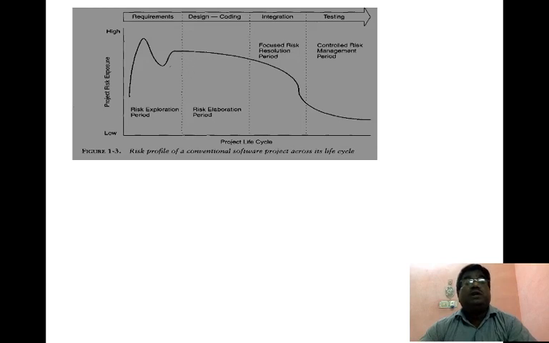Risk profile of the conventional software process model is given in the following life cycle. As already mentioned in the previous slide, in the conventional system, the software project is going to be built in 4 stages. Stage 1, requirements. Stage 2, design coding. Stage 3, integration and testing. See, the project life cycle.